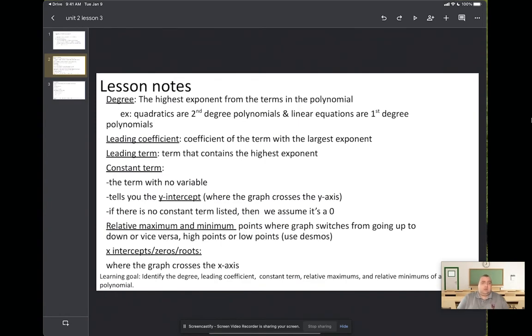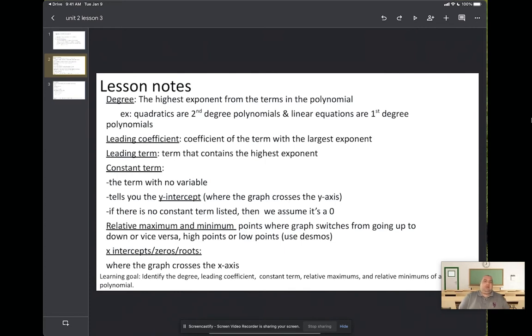Also, if there is no constant term, we assume it's a 0. So if you don't have a constant term, in other words, if all your terms have an x in them, then the constant term is assumed to be 0.